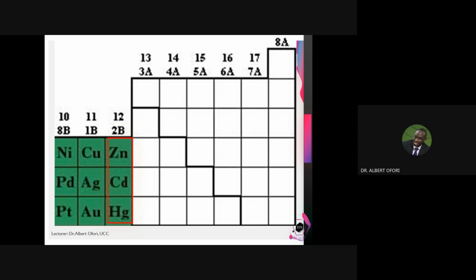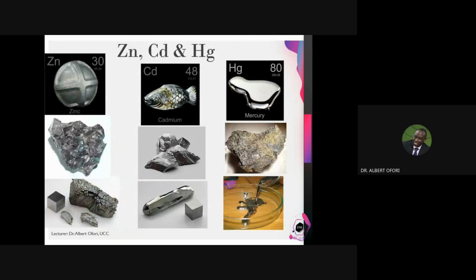And of course, zinc is also used. It has a potent biological use, and so it's quite common. That's why I want us to look at it, but that is not a coinage metal. Okay, so we are looking at zinc, cadmium, and then mercury. So I'll just take them one after the other.